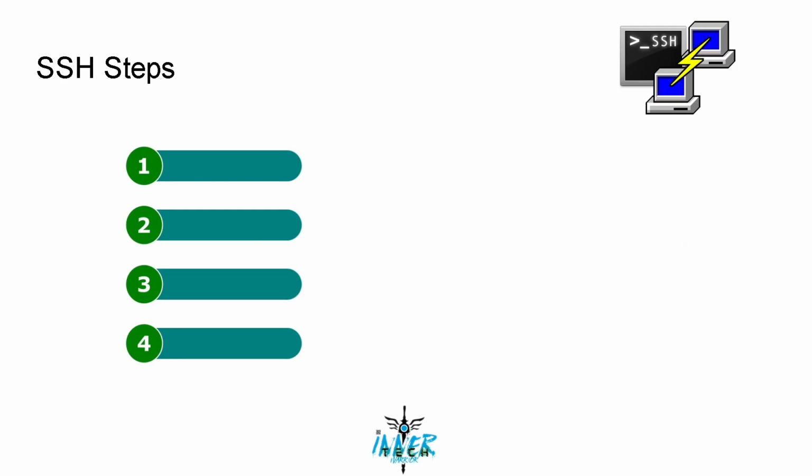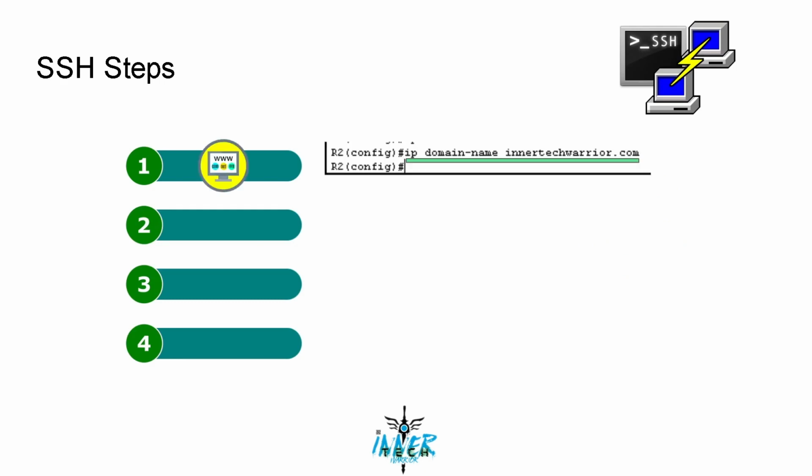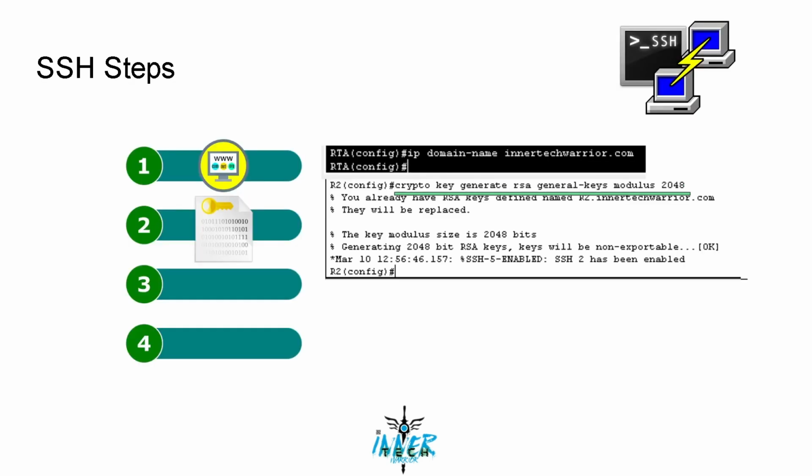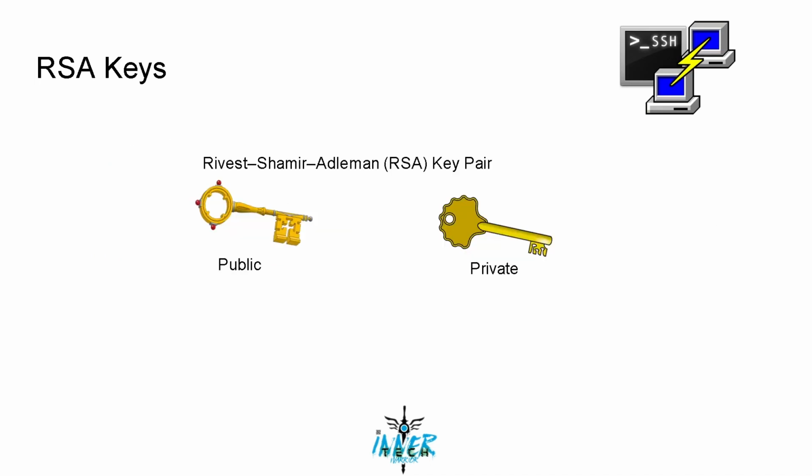Remember that SSH has a specific order. First, we need to set up the domain name, intertechwarrior.com. So in global configuration mode, let's put in IP domain-name intertechwarrior.com, which sets the domain name for the router as intertechwarrior.com. Then we need the crypto RSA keys at 2048.